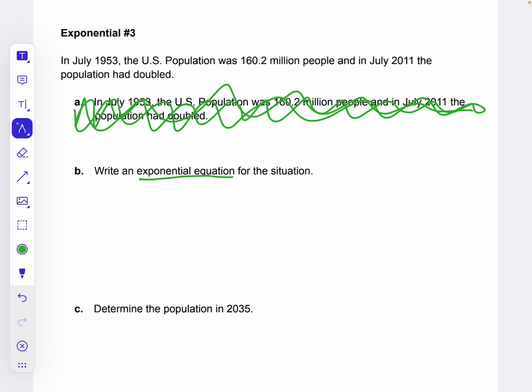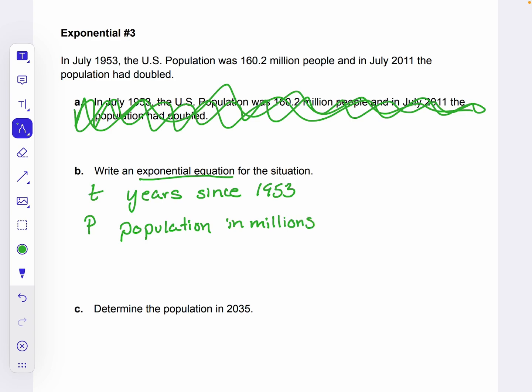I'm going to give two variables first, and then we'll talk about the two different strategies and which you would prefer to use. I'm going to make T represent the years since 1953, and P represent the population in millions of the US. So always good, let's define our variables.